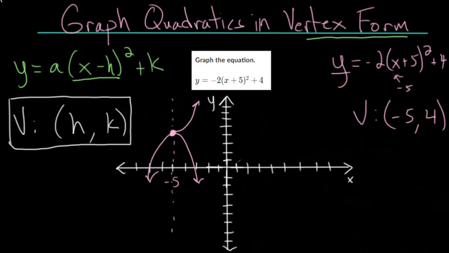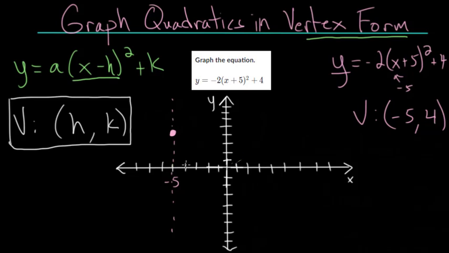And you can usually tell this by just looking at this a value. If a is a negative number, all the y values become negative below the vertex. If a is a negative number, then our graph is going to open downward just like this. Now, granted, we don't know exactly how it's going to open yet. We need to figure out some more points, but we do expect it to open downward.